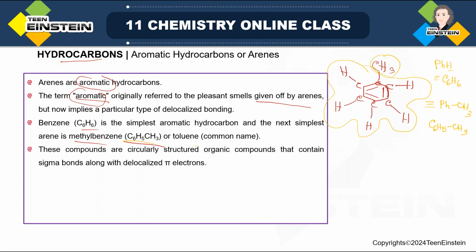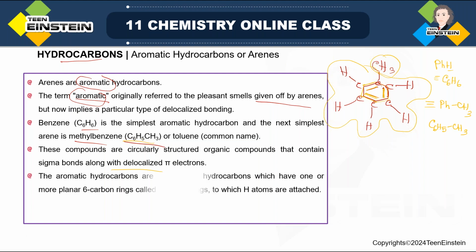Now these compounds are circularly structured organic compounds, which is clear from the structure, and they contain sigma bonds along with some delocalized pi electrons. So these three are the pi electrons, and all these 6 CC bonds are the sigma bonds. So both sigma and pi bonds are present. And because of the presence of these pi bonds, we get delocalization.